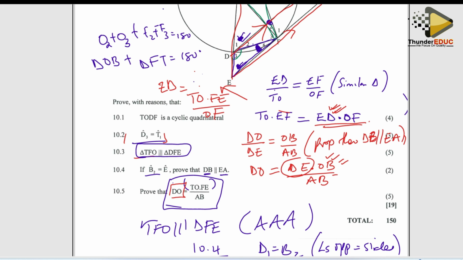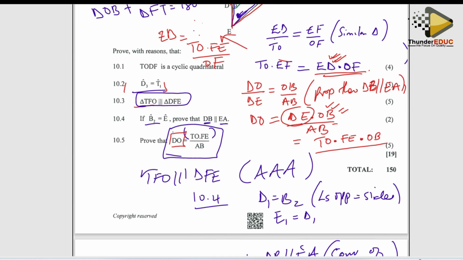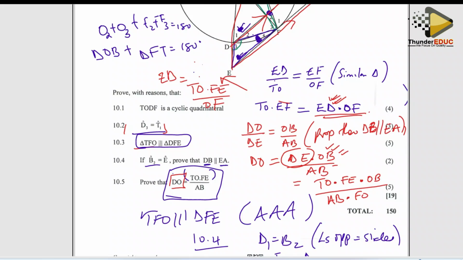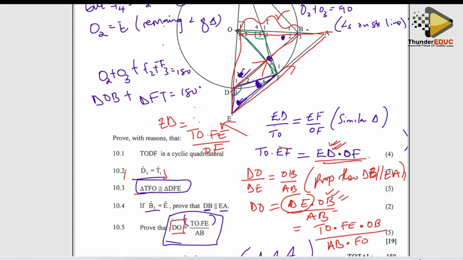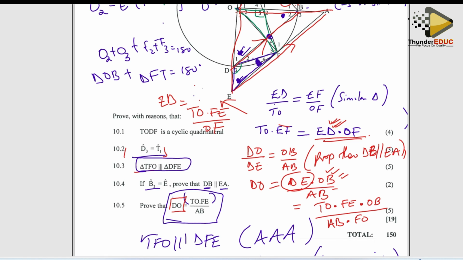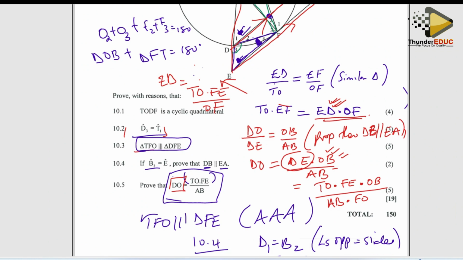Okay, so I'm going to replace this. So that's going to be TO multiplied by FE. Okay, then I'm multiplying by OB. Then I'm dividing it by the AB. Then I'm multiplying it by the FO. So what we're saying is that FO is the radius. Okay, but then our OB is also a radius. So this is going to cancel that out. And then what I'll be left with is what the question wants me to prove.